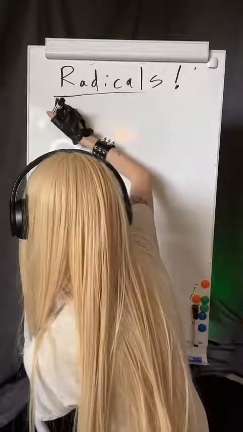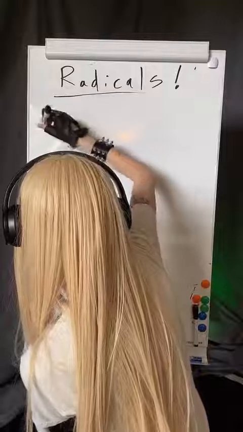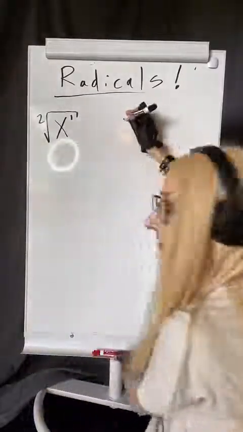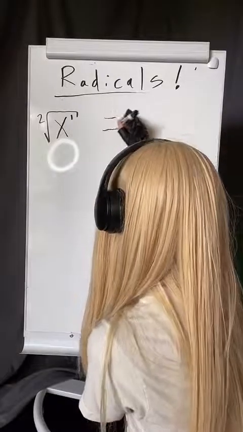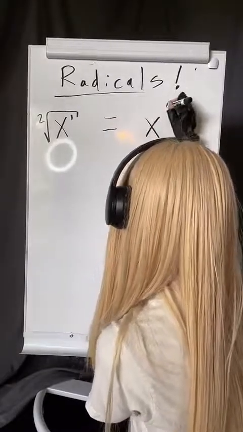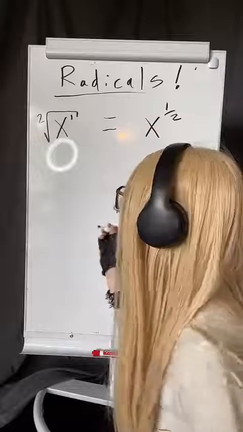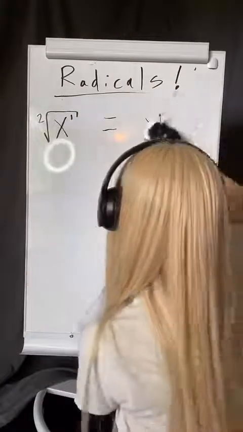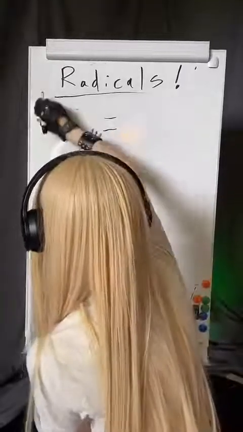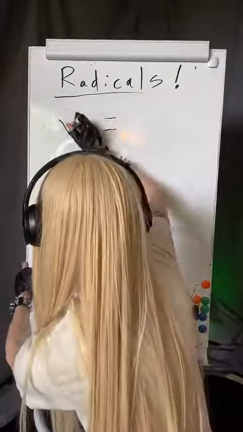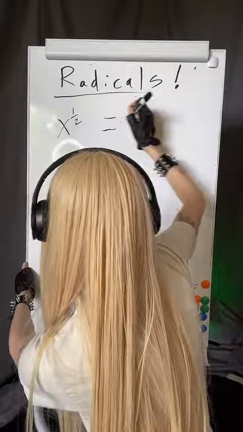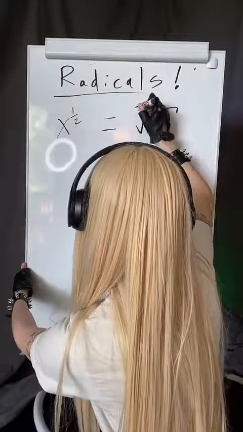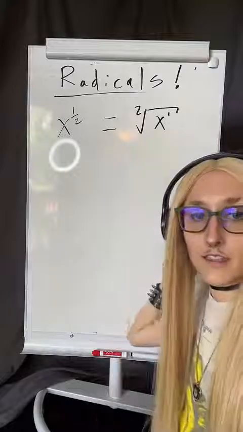All right, so if I have this guy, I can write that as x over 1/2. No, I want to flip that around. Sorry. Let's do it this way. If I have x to the power of 1/2, I can write that like this. Right? I can write it like that.